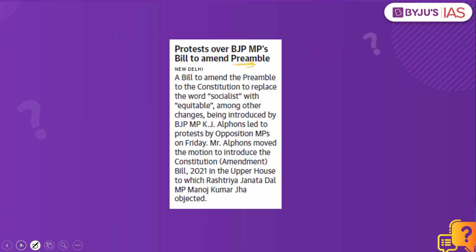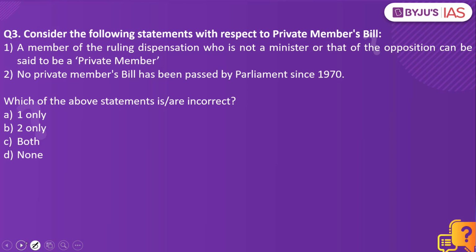Now let's look into the next practice question. Consider the following statements with respect to private members bill. A member of the ruling dispensation who is not a minister or that of the opposition can be said to be a private member. No private members bill has been passed by parliament since 1970. Which of the above statements are incorrect? Since it is asking for the incorrect statement, the answer to this is none.